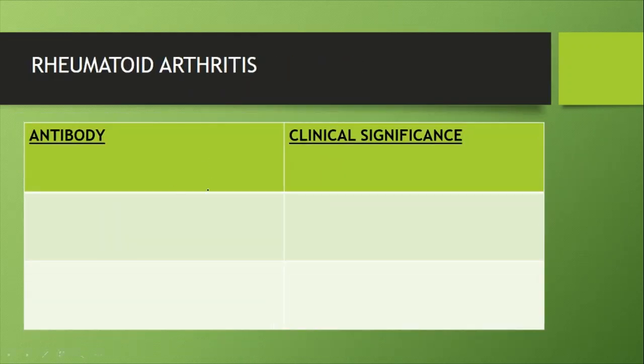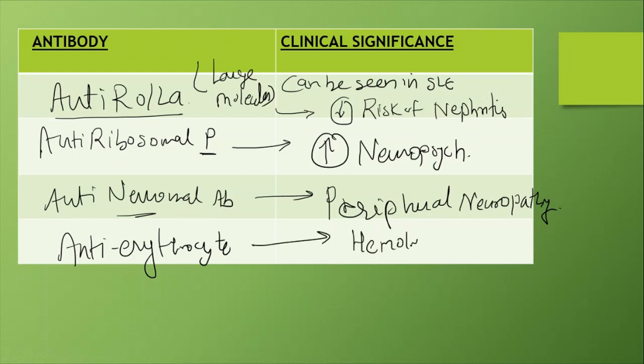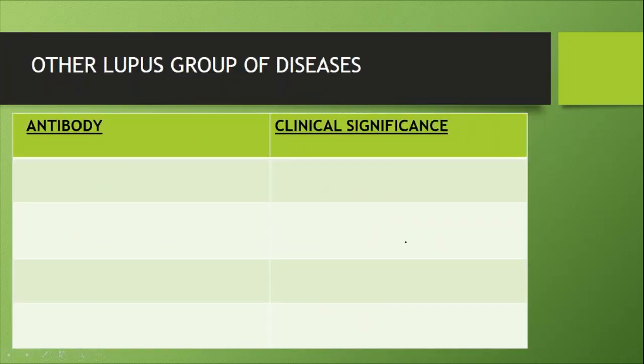Right? Then you have the next antibody, that is anti-erythrocyte antibody, which is associated with hemolytic anemia. So that is all about the antibodies which we see in SLE. Done with systemic lupus erythematosus, let's go to other lupus group of disorders.